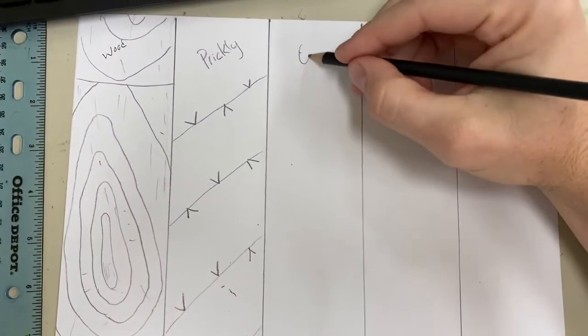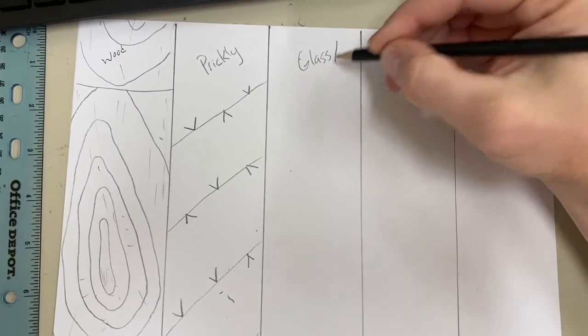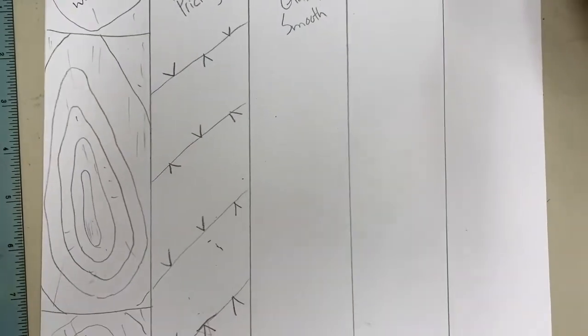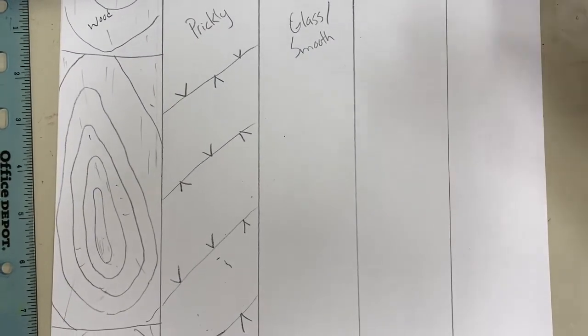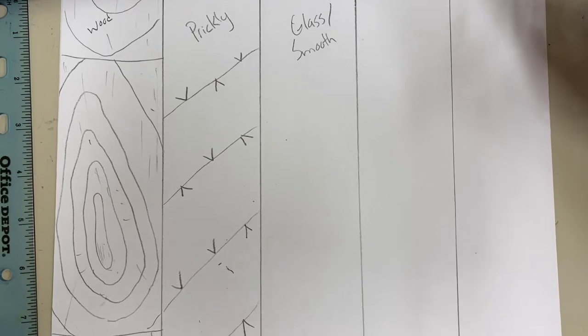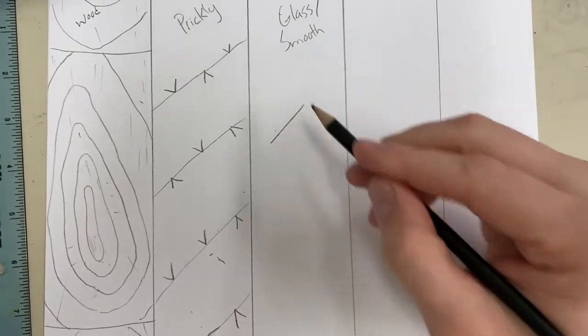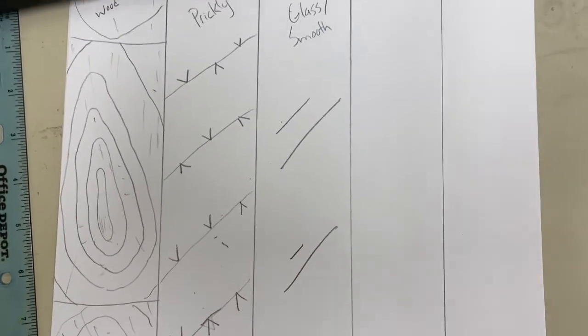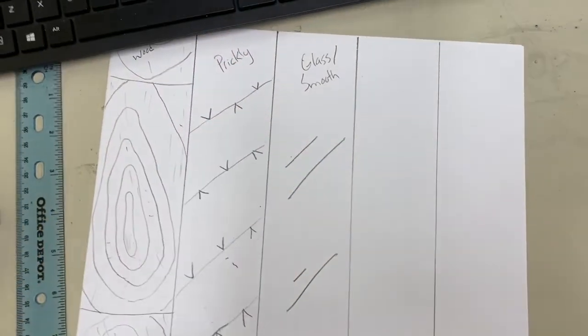Our third is perhaps our easiest, a glass or smooth texture. And if I'm moving too fast, just pause, take a break, come back. But this one's super easy. A couple of diagonal dashes, and boom, a smooth glass surface.